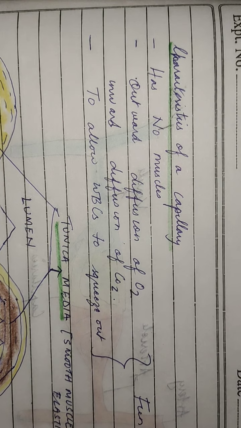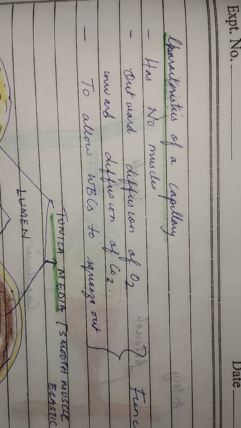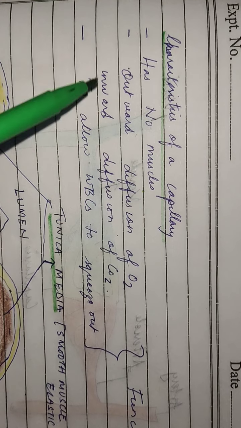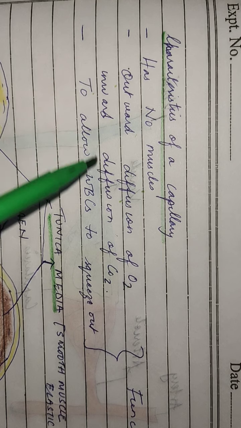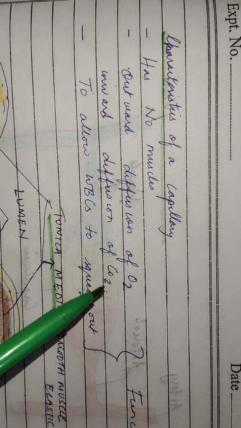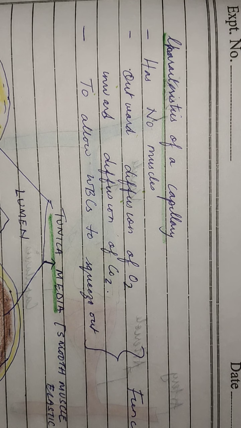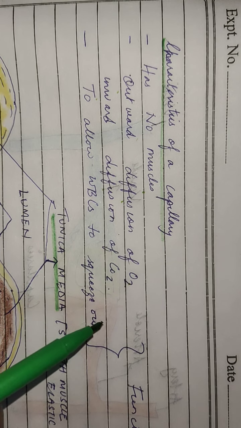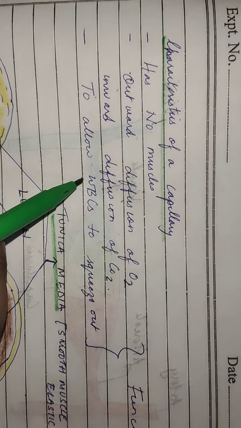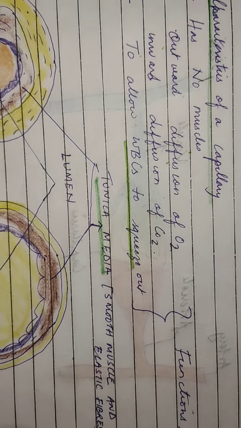Now, characteristics of a capillary: has no muscles, outward diffusion of oxygen, inward diffusion of carbon dioxide. Means the main function is exchange of gases takes place over here. And it also allows WBCs to squeeze out. Very important function of capillaries.